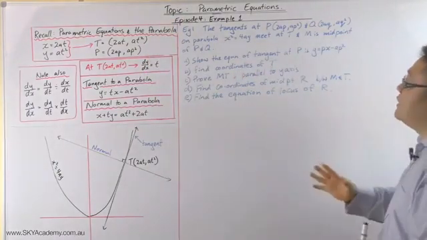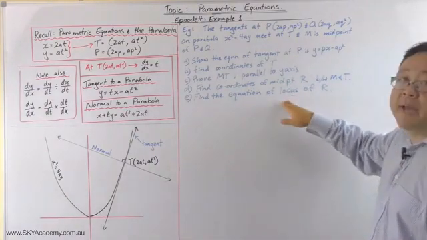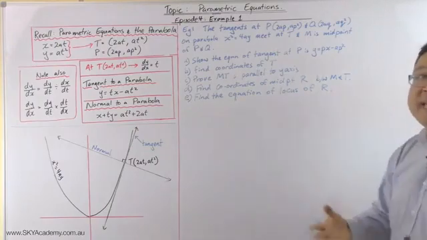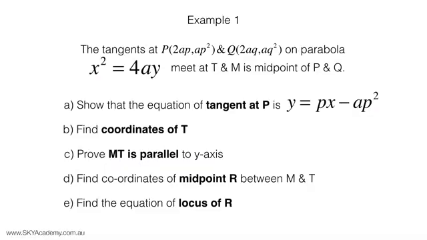This episode is really just about doing an example of a typical question you might find in an exam. So let's have a look at it. We've got example 1: the tangents at the point P, which is 2ap, ap squared, and Q, which is 2aq, aq squared, on a parabola x squared equals 4ay, meet at a third point T, and a fourth point M is the midpoint of P and Q.